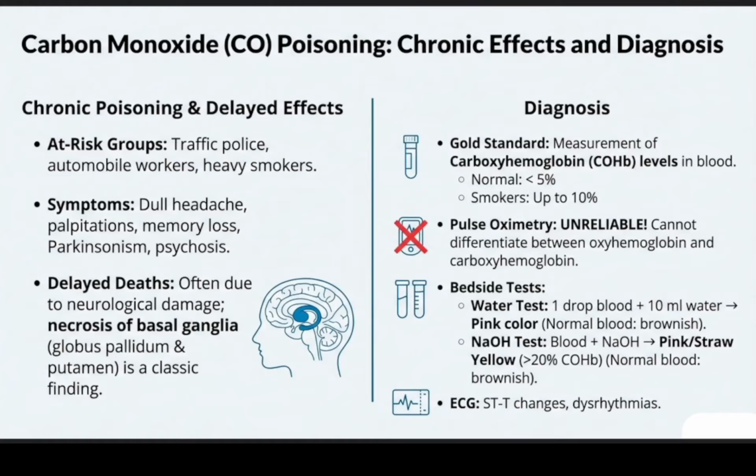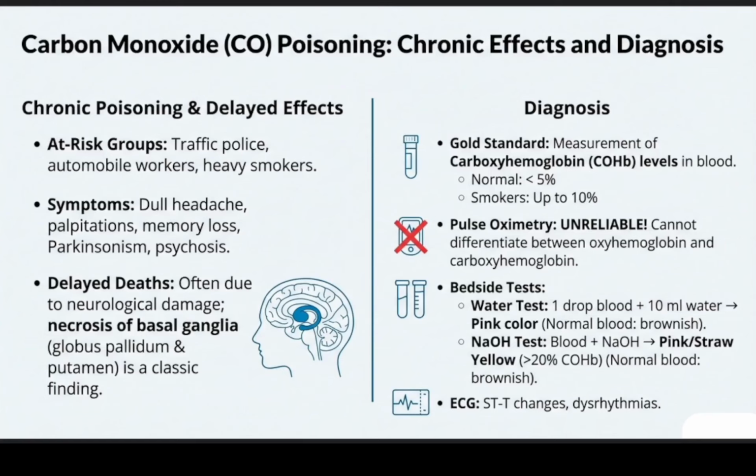See, delayed death can occur, but how is it going to occur? It is going to occur due to neurological damage. Basically, there is going to be necrosis of the basal ganglia, because of that, we're talking about globus pallidus and putamen exactly. Now this is a very classical finding which you can say about carbon monoxide poisoning.